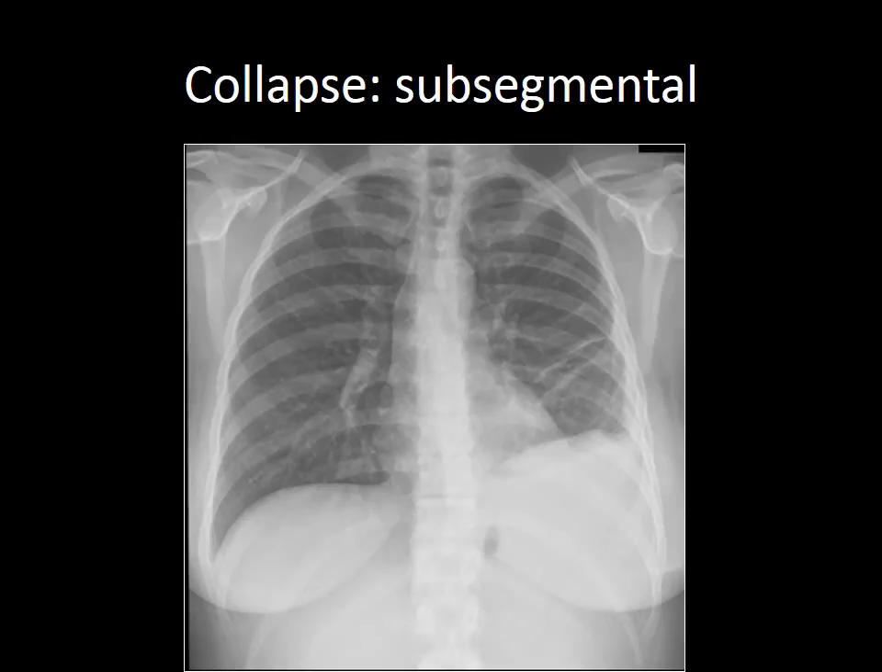Collapse may be isolated to a subsegment of the lung. When this occurs, this may produce a linear plate-like shadow. Often this is referred to as linear, plate, discoid or subsegmental atelectasis.